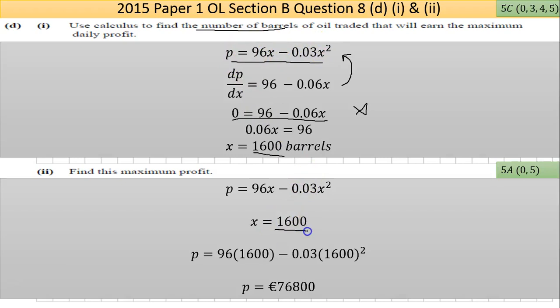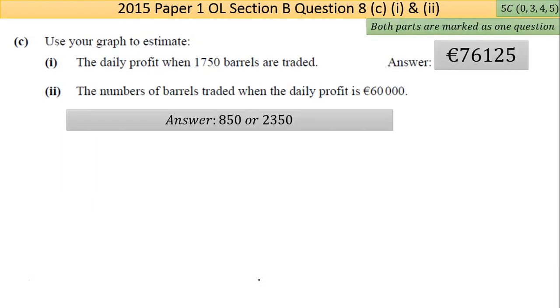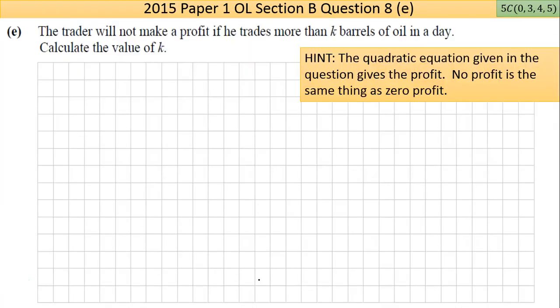I now know the number of barrels, therefore I can calculate the profit at the maximum point. So I put the 1600 in instead of x in both parts, put it through the calculator, and I got a maximum profit of 76,800, which I should be able to confirm in my graph. 70 is the maximum point roughly there, so 76,800. Yeah, it's definitely in the range of correctness. Okay, so I'm not raising any red flags. And that's part D, part 2.